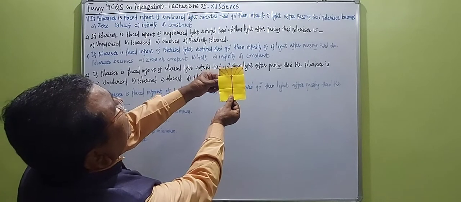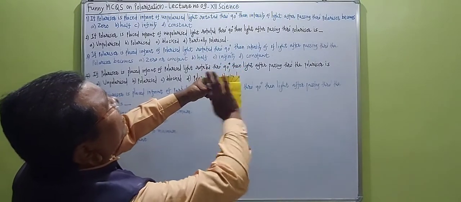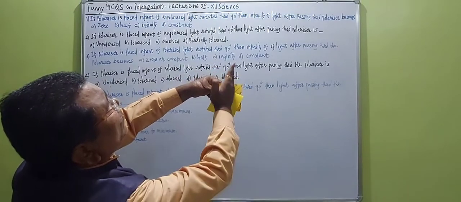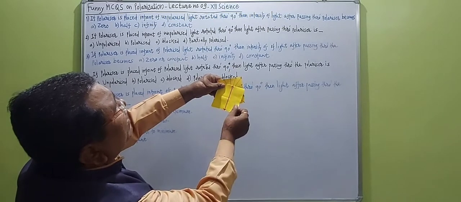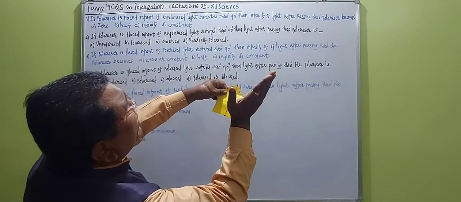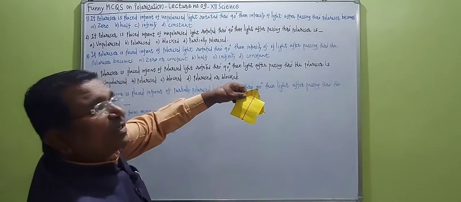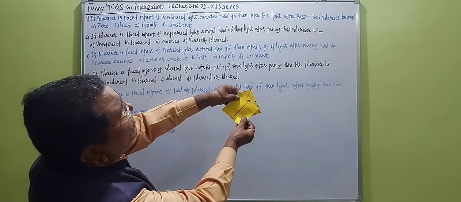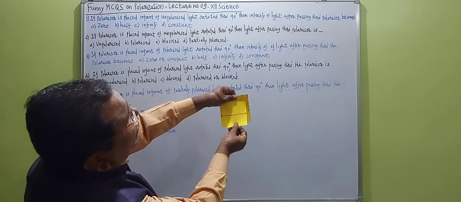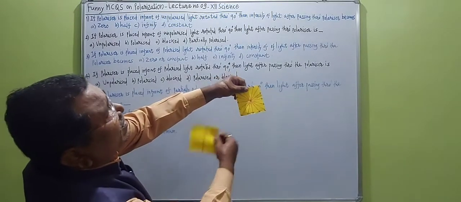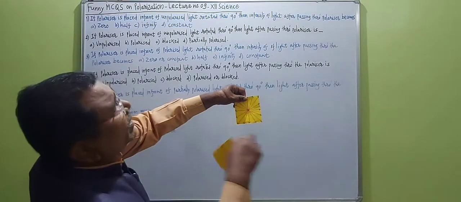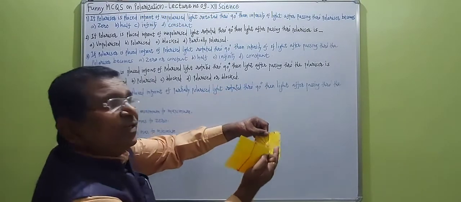When the polarizer is like this, the vibration of electric vectors which is vertical comes out, and we get polarized light. When it is rotated like this, the inclined component of these electric vectors comes out. In each and every case, we get plane polarized light. When the polarizer is rotated up to 90 degrees, we get the horizontal electric vectors. That means from 0 degree to 90 degrees, in every case, we get polarized light.